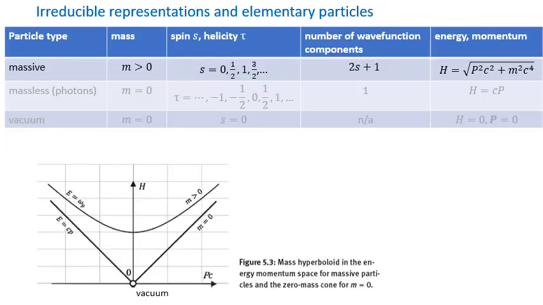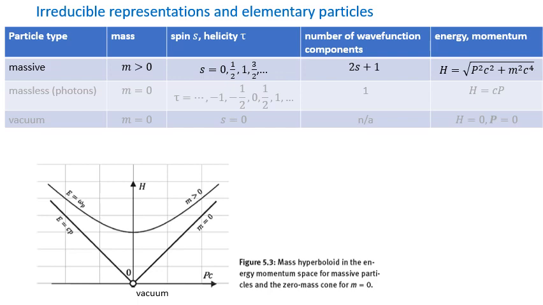The full classification was worked out by Wigner. It seems that many types of Wigner's irreducible representations do not have counterparts in nature, but there are three types that can be associated with familiar physical systems.